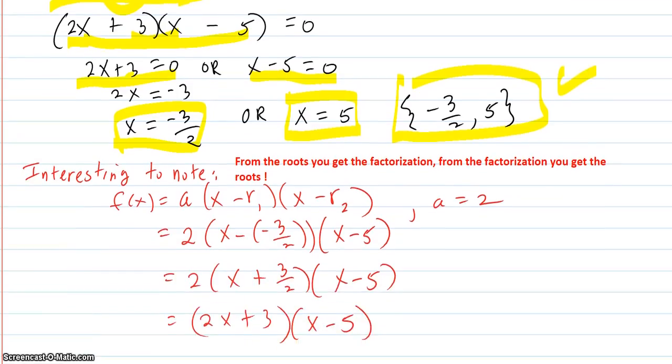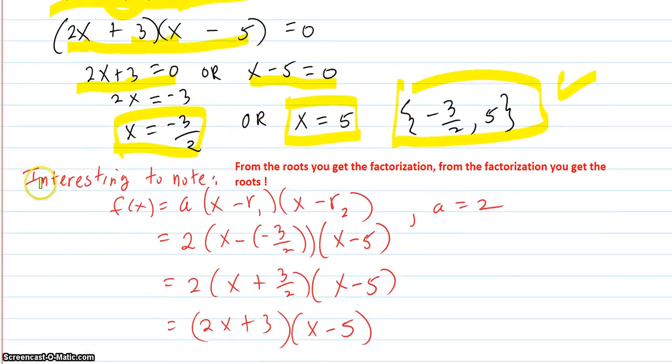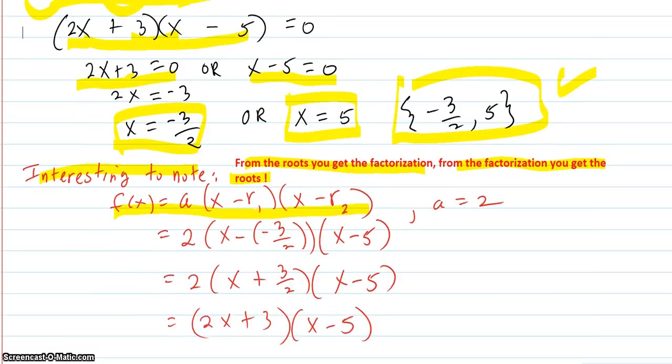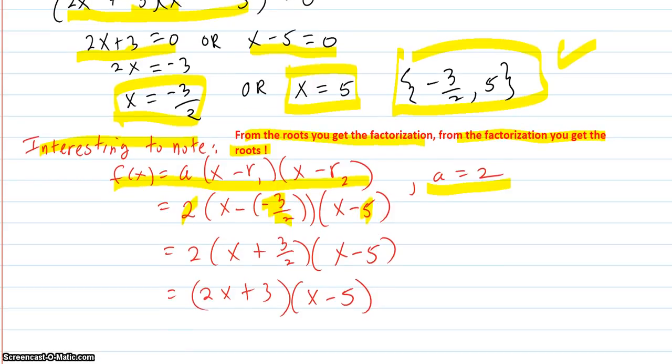Now, just tying this into what we did before, it's interesting to note that from the roots you can get the factorization. From the factorization you get the roots. So here is the factorization of the polynomial. The r's are the roots. There's a 2 as a leading coefficient, so the a is a 2. So you put that in, you go x subtract negative 3/2 times x subtract 5. Those are the two roots. Then you clean that up to put a plus there.